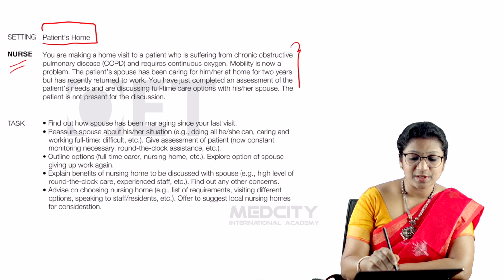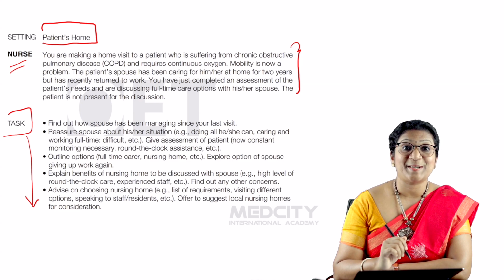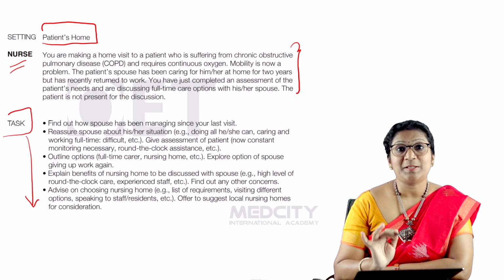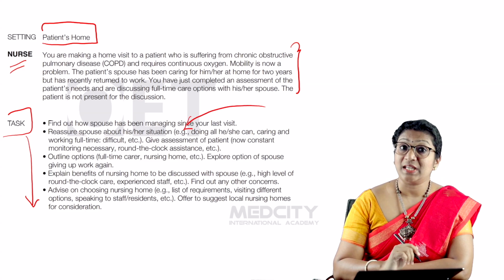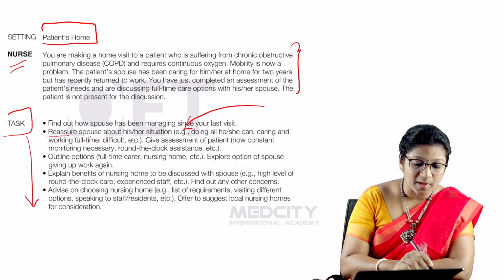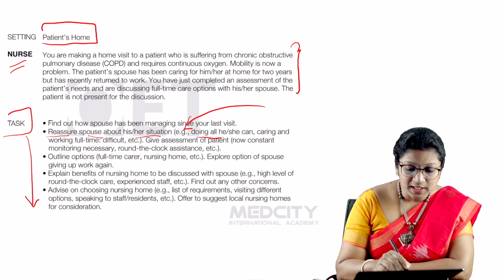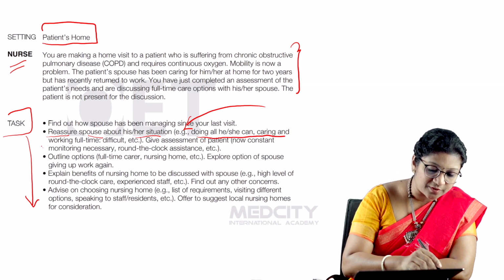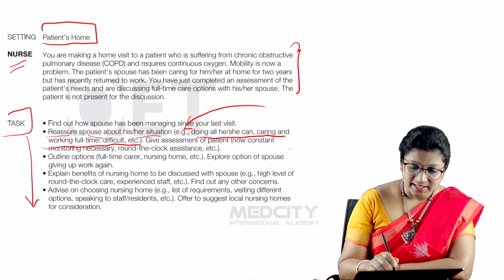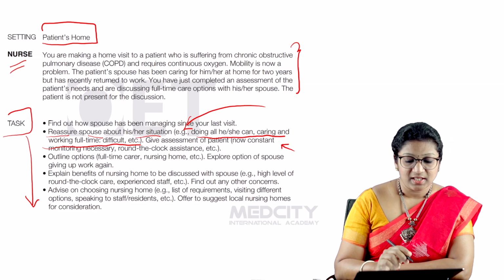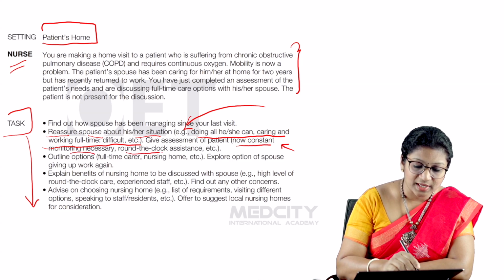Now, once we have the background information here, if you look at the task, we have a list of tasks given here. And let's just look at the brackets for now. Here we can identify a bracket. And what does the task say? It says, reassure the spouse about his or her situation. Example, doing all he or she can, caring and working full-time, difficult, etc. Now there's another bracket here. Give assessment of patient, now constant monitoring necessary, round-the-clock assistance, etc.